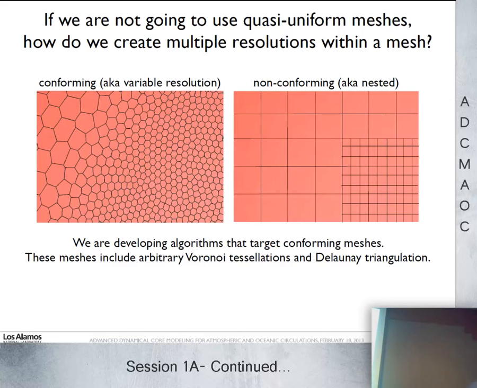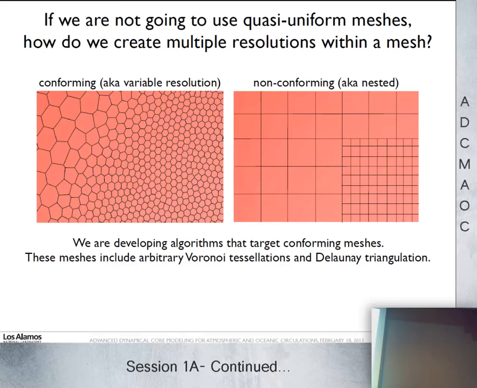This is really a fork in the road here. You pick one and you're tied to that for a very long time, and we've chosen this for better or for worse. And so I'm going to talk about how we build nice conforming meshes.